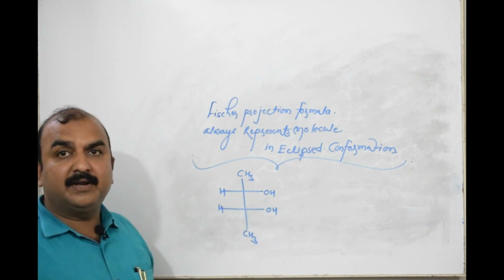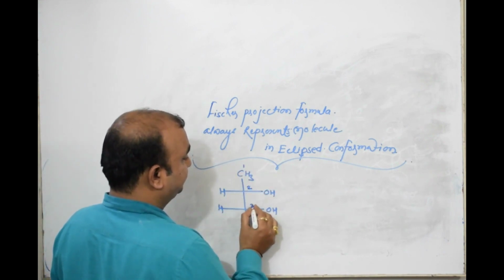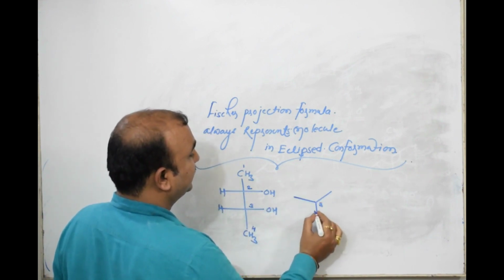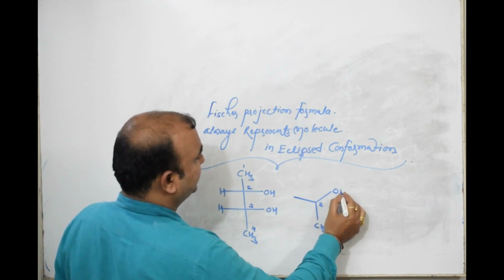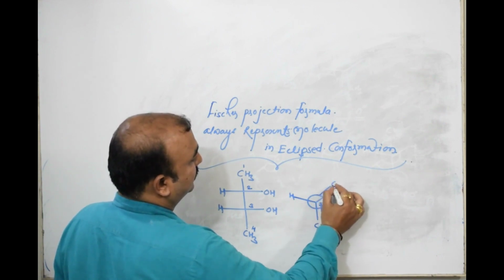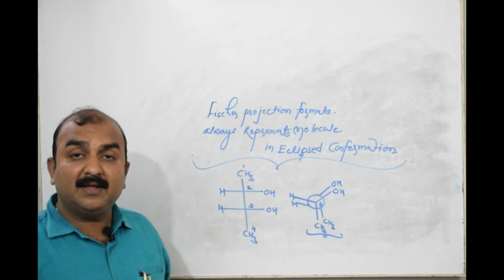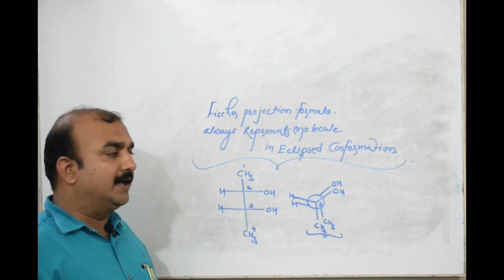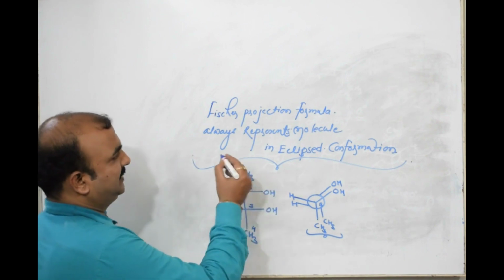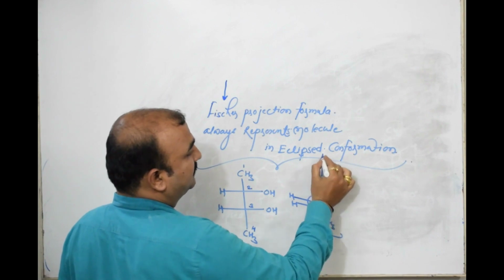this is which projection formula? Fisher projection formula. And if I draw its Newman, so this is carbon number 3, CH3, OH, H, and behind that there is the presence of carbon number 2, OH and H. This is which projection formula? This is Newman projection formula. And the dihedral angle is equal to 0. That's why this conformation is eclipsed conformation. What statement have I given? Fisher projection formula always represents the molecule in eclipsed conformation.